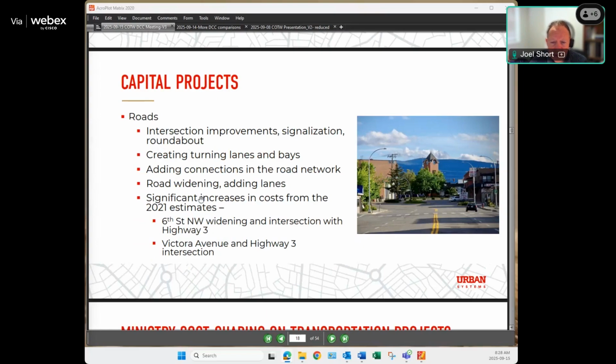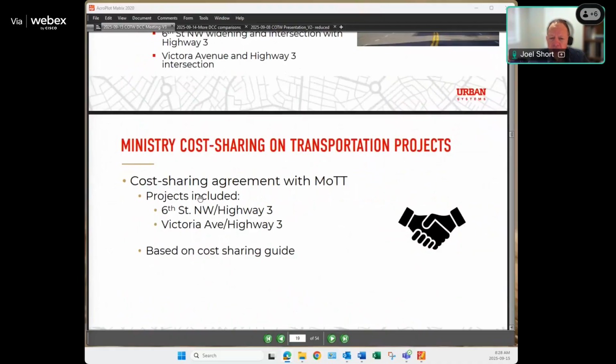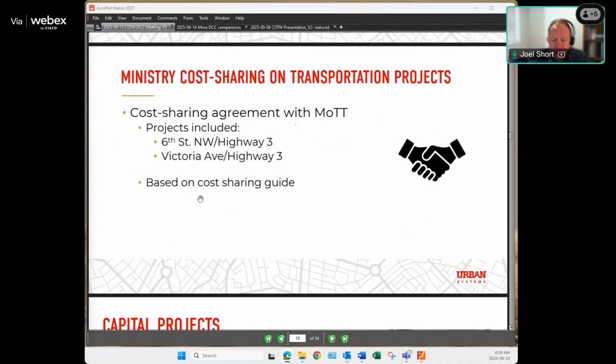I'd say the significant increases in costs, which are an increase from the estimates that were done in 2021, are the 6th Street Northwest widening and intersection with Highway 3 and the Victoria Avenue and Highway 3 intersection. So those are some of the significant projects. This is an interesting change that has occurred in the new legislation: you can now have projects that are cost shared with the Ministry of Transportation and Transit included in your DCCs. Before you couldn't do that. It had to be a pure city project.